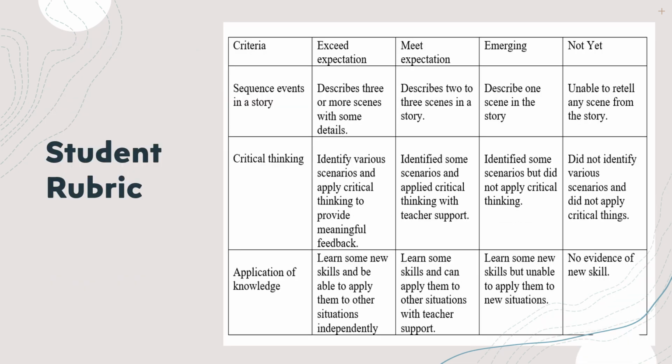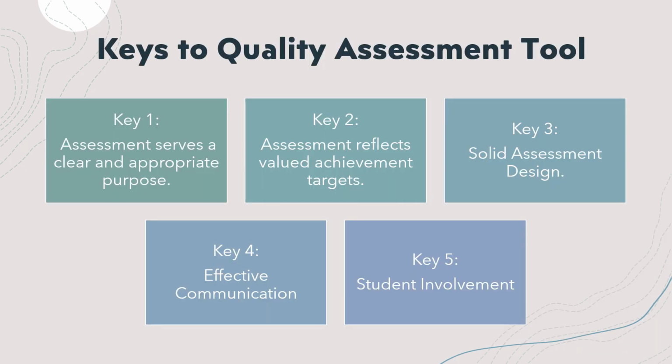Creating student rubrics helps to ensure that all parts of the classroom activity and performance task are addressed and the goals and outcomes are outlined for each child. Rubrics are helpful in evaluating specific tasks and they contain criteria and descriptions that reflect specific features of the desired performance. A student rubric evaluates the students in the categories of sequencing events in a story, critical thinking, and application of knowledge. This project met all 5 keys in the quality assessment tool.